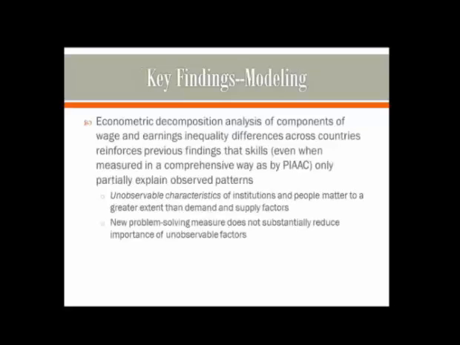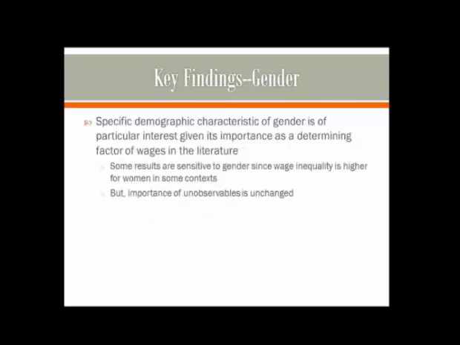In terms of the more formal modeling, I'm going to be using an econometric decomposition analysis to get at the three different components that I was just talking about. And I'm going to be finding, basically, that unobservable characteristics are a primary driver, much more so than the demand and supply factors that are being controlled for here via the observable characteristics. And the problem-solving measure is not substantially reducing the importance of unobservable factors, which has also been noted in the literature.